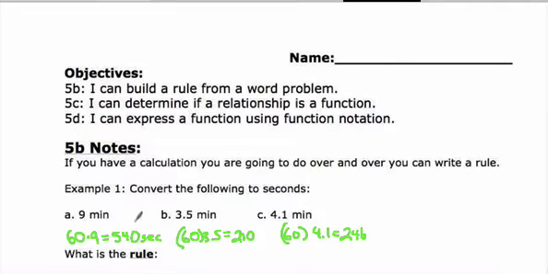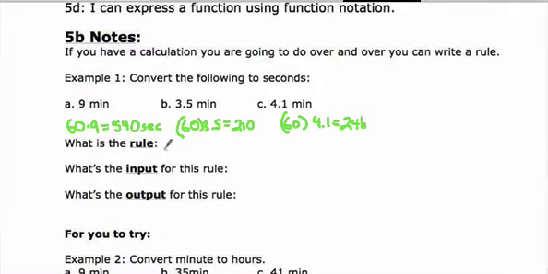to convert minutes into seconds. So what is our rule? Well, let's write the rule as an equation with an x and y. So for instance, y equals 60 times x. We have to be very clear about what's the input for the rule and what's the output. So what are they giving us is the input. And in this case, what they're giving us is the minutes.